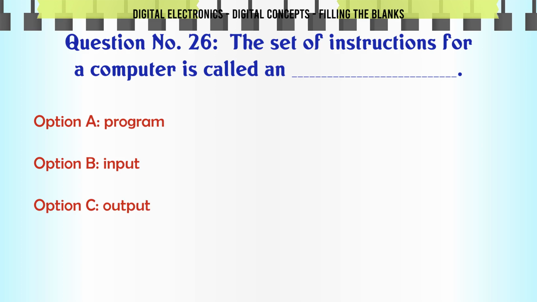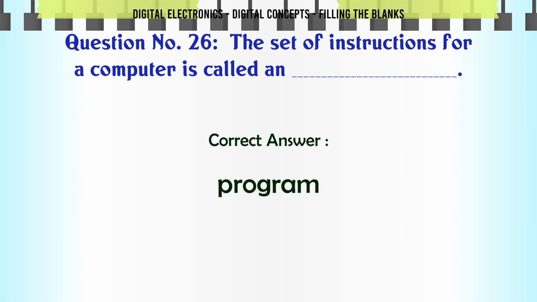The set of instructions for a computer is called an A. program. B. input. C. output. D. control unit. The correct answer is program.